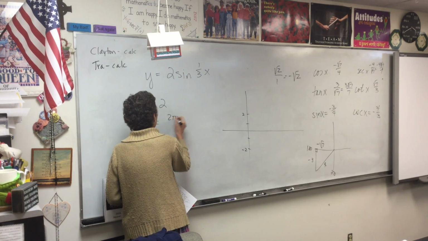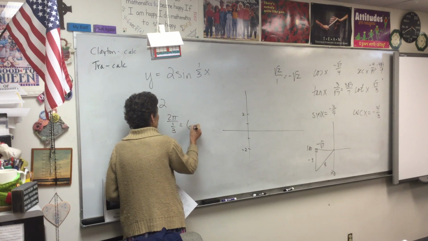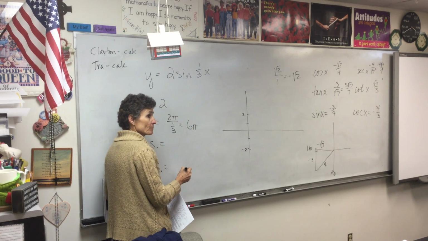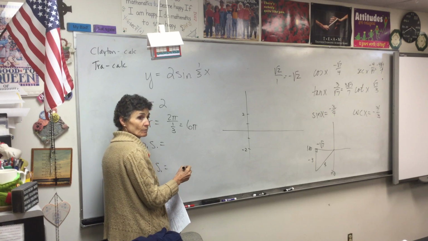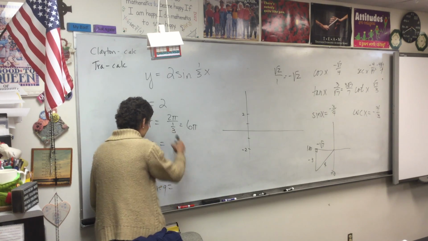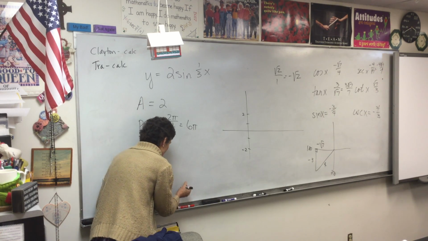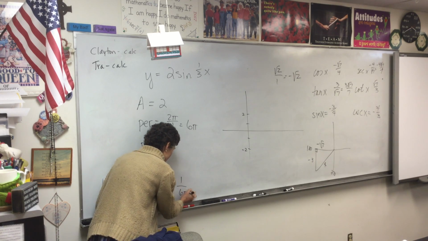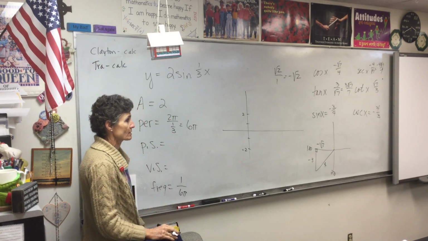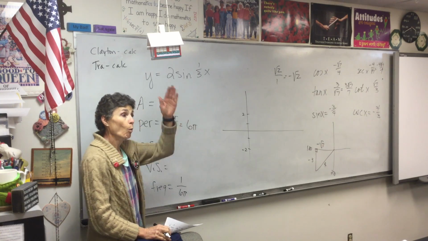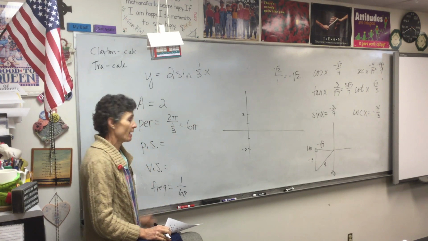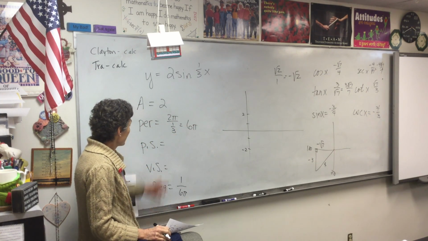Period is 2 pi divided by 1/3, which is 6 pi. Right? Which automatically means your frequency is 1/6 pi. Remember, they are reciprocals of each other. And write that 1/6 pi. How about these guys?